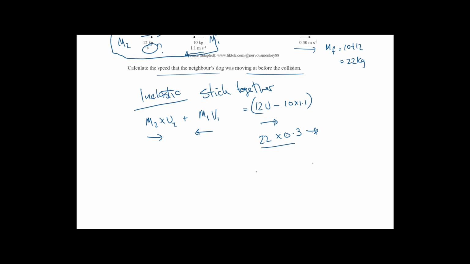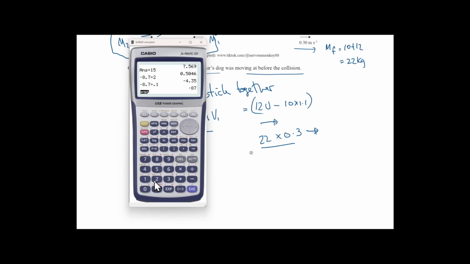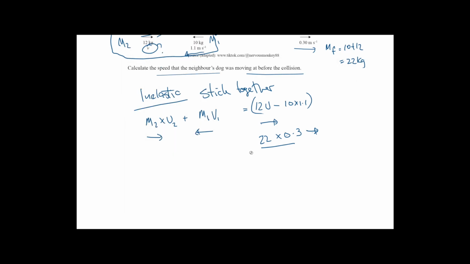So let's work out the final momentum first, because it's going to be the same as when we began. So that's going to be 22 times 0.3. So 6.6, whatever it is, in that direction. So now we know that 12 kg times V minus 10 kg times 1.1 meters per second must equal 6.6.